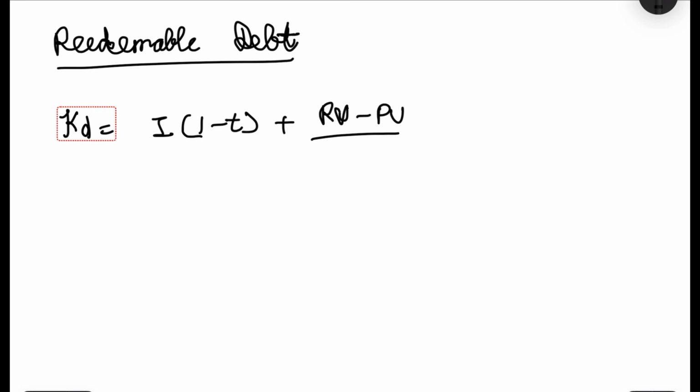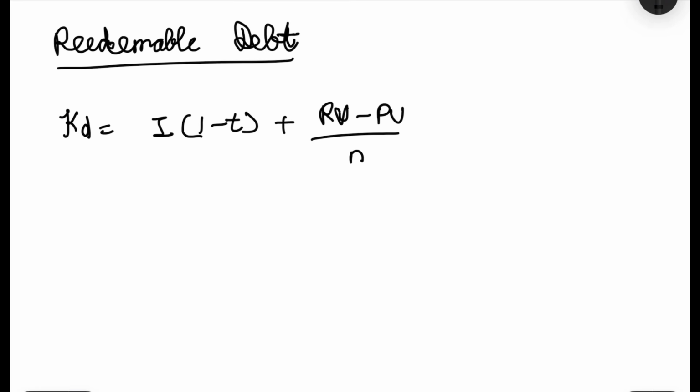So if you redeem at a premium, then you are paying something extra, so your cost increases. And if you are redeeming it at a discount, your cost decreases. So likewise, वो फैक्टर को भी एडजस्ट करना रहता है, so उसमें फॉर्मूला चेंज हो जाता है. So again, Kd here becomes interest adjusted with tax, but here the difference between the RV and PV is also taken into consideration, amortized over the life of the security.